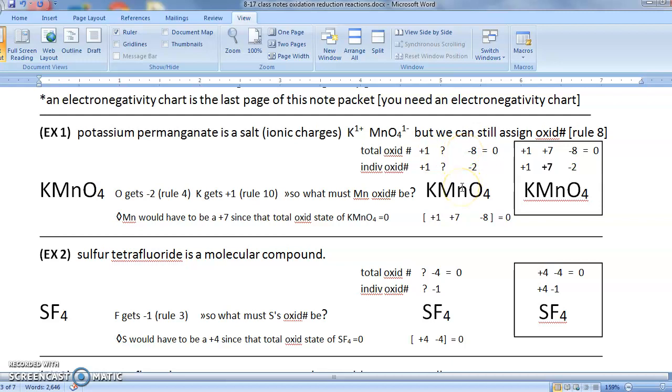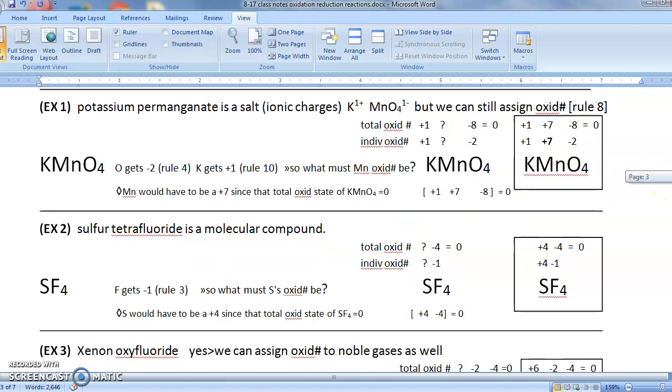What does that mean the manganese has to be? Well, if you think about it, it would have to be +7. +1 and +7 -8 is 0. So manganese would have to be +7 so that the total oxidation numbers of KMnO4 total 0. So the potassium's +1, the manganese is +7, and the oxygens are -2, and we are done with number 1.